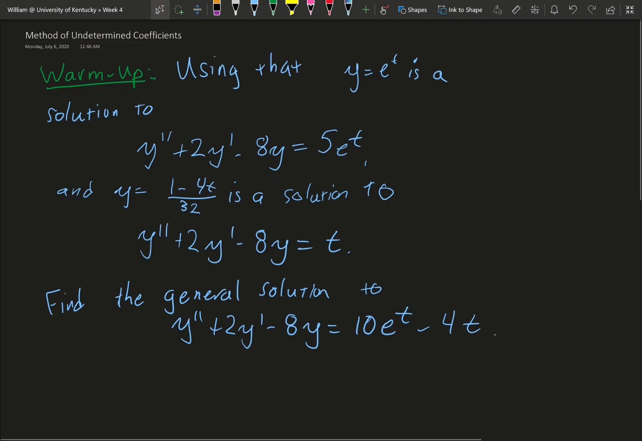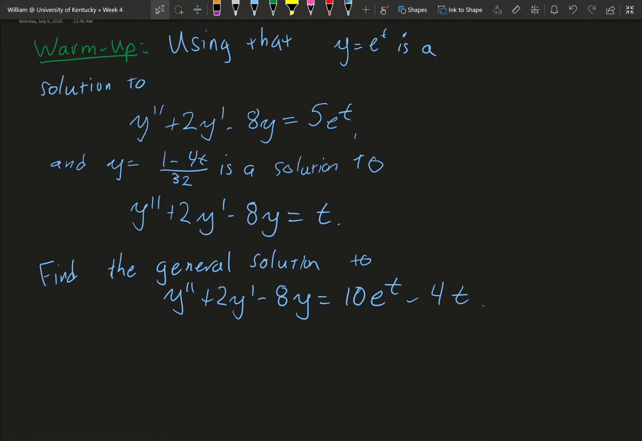All right, so let's start with the warm-up. I give you a solution, not the general solution, but a solution to two different second-order homogeneous problems, and learn what we used in the last video to find the general solution.